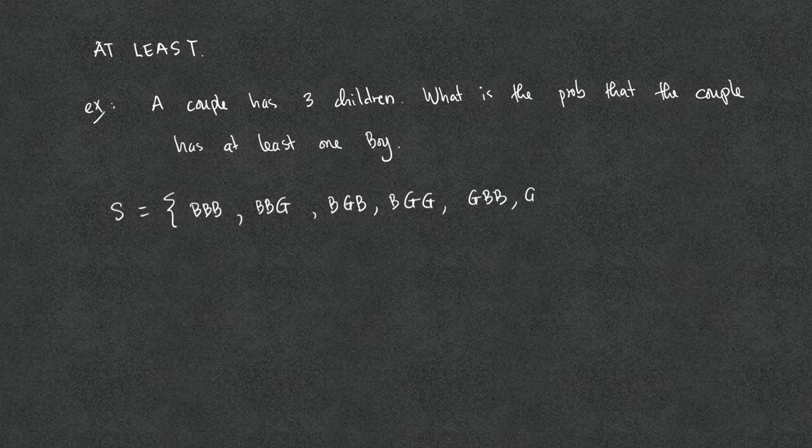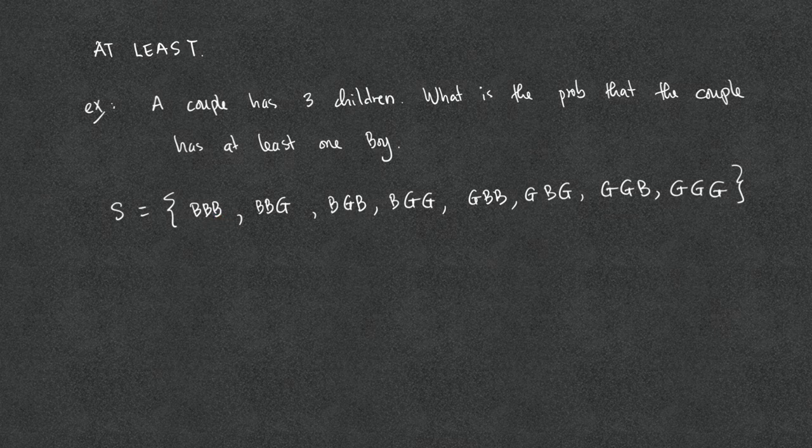GBB, GBG, GGB, or GGG. If a couple has 3 children, then these are the only possibilities. Notice that each of these outcomes has 3 options. First, second, third. First child, second child, third child.